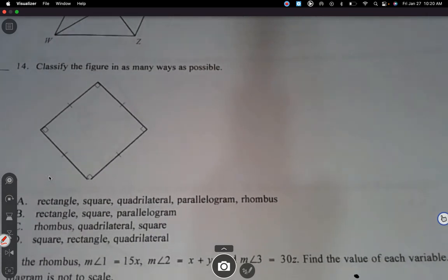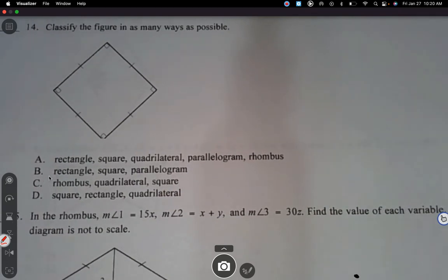It says, in as many ways as possible. So list all the things that it is. Okay? Is it a rectangle? Yes. Why? Because they're all 90-degree angles. Is it a square? Yes, 90-degree angles and all the sides are equal. Is it a quadrilateral? Yes, it's 4 sides. Is it a parallelogram? Yes, the opposite sides are parallel. Is it a rhombus? Yes, all the sides are equal. So that's why it's A.